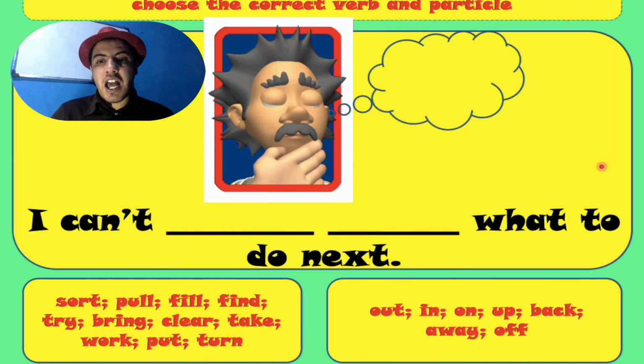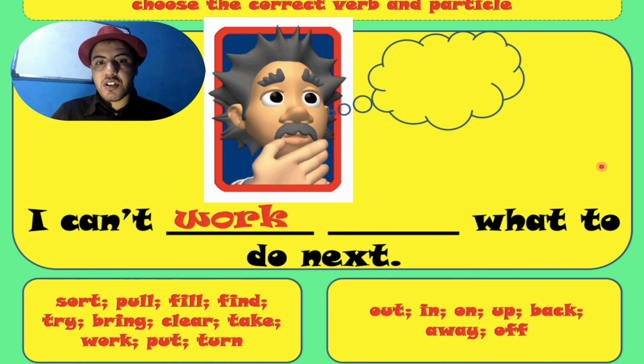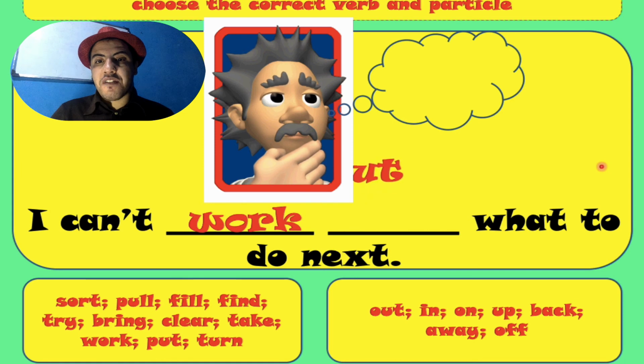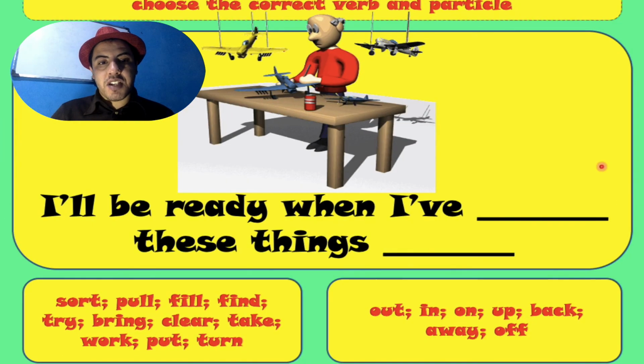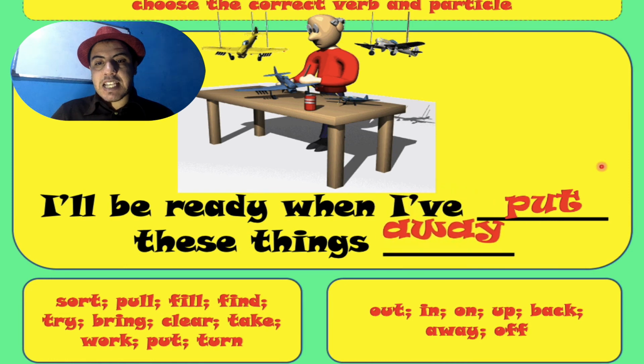Another example: I can't work out what to do next. Very good, work out. So sometimes we say work out or figure out. Another example: I will read you when I've put these things away. That's right, when I've put these things away.